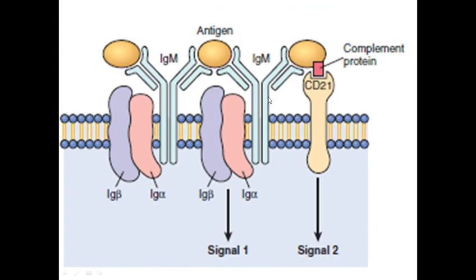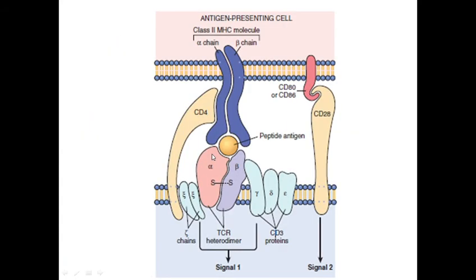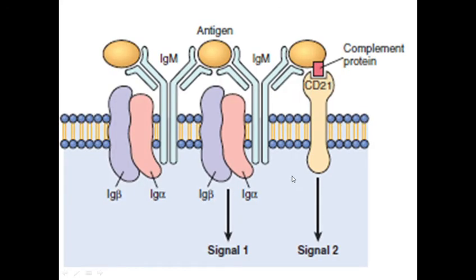Now let us move to the B lymphocyte. It has IgM antibody, which is the surface receptor for the antigen, and similar to the CD3 complex, there are Ig alpha and Ig beta, which are also known as CD79A and CD79B. In addition to this, it has another receptor called CD21, which is also known as complement receptor 2. The CD21 can bind a pathogen, so it is a receptor for a pathogen also. Epstein-Barr virus can bind CD21.